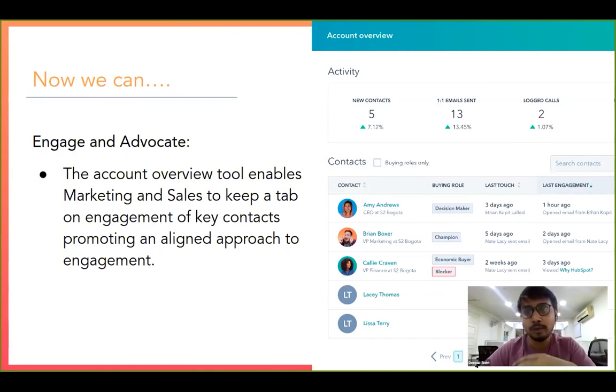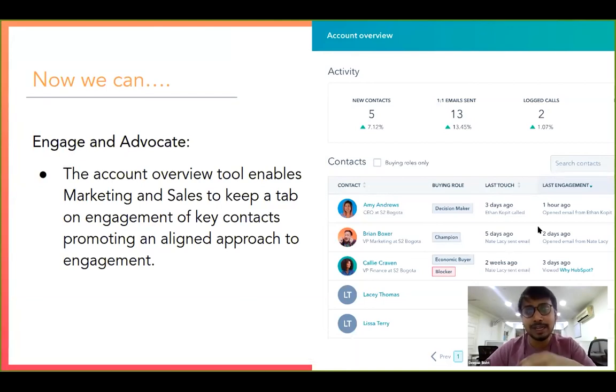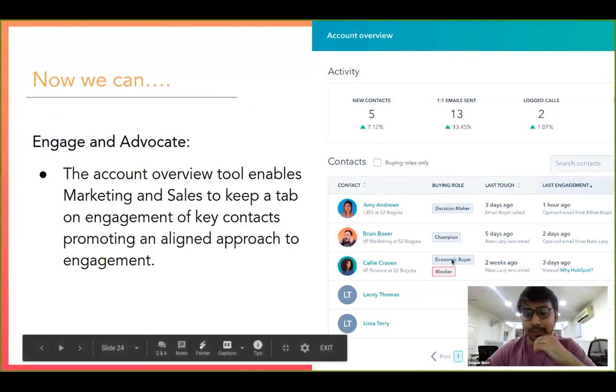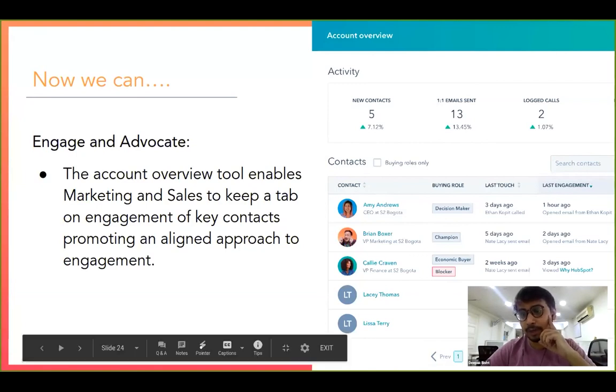So this is one overview where everyone can come in, take a look, and get on the same page. You can work with your sales team, or if you're a salesperson, you can work with your marketing team to inform and approach your engagement strategy based on what is happening with each of these contacts. For example, if a long time has passed, like with Lacey Thomas here, and no outreach has been done, maybe because they are not a buying role in this case, but if they were a buying role, you can tell your salesperson that there needs to be a touch point with them because they engaged with our ABM 101 page.